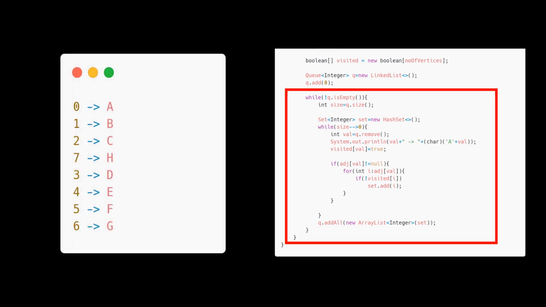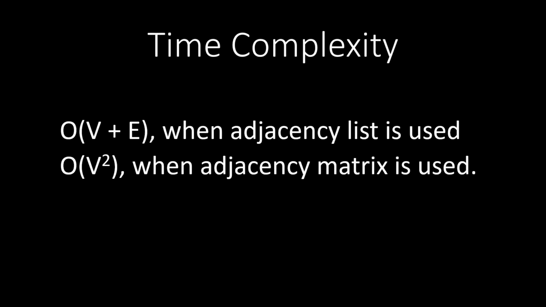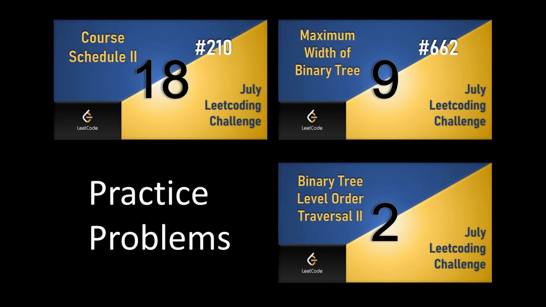When we run this code, we get this as output. I have shown the alphabetic value also so that it is easier to compare. The order of the values matches with what we have come up with earlier. The time complexity differs in the case of adjacency list and matrix like we saw in depth first search. There are certain problems on which we have already made a video, so it would be good practice to try them. It will make the concept clearer.